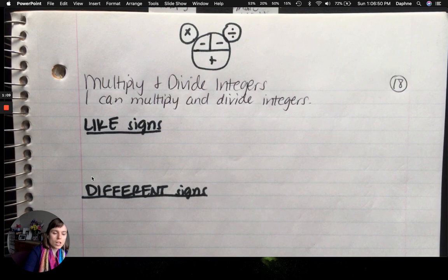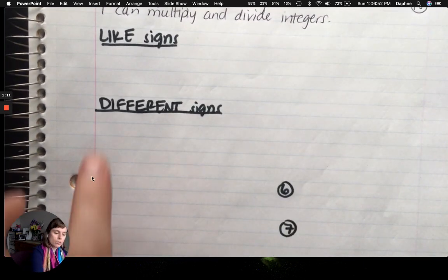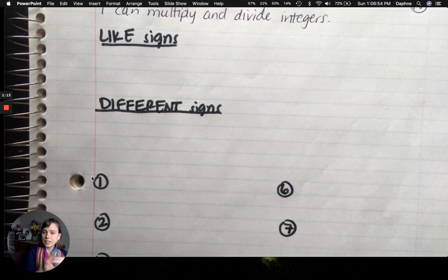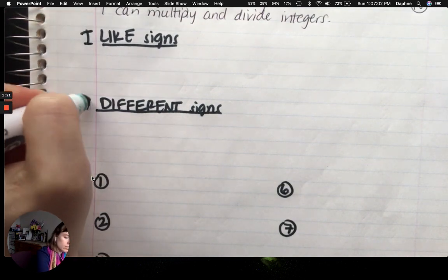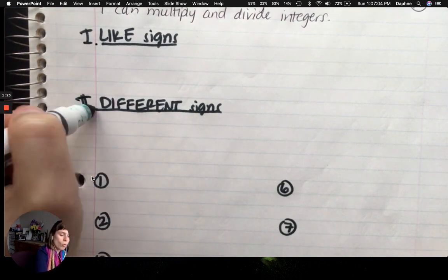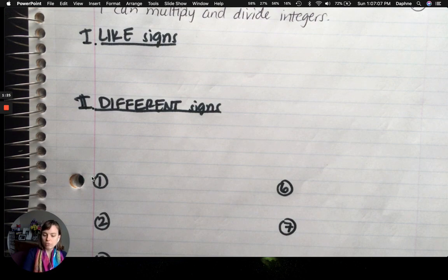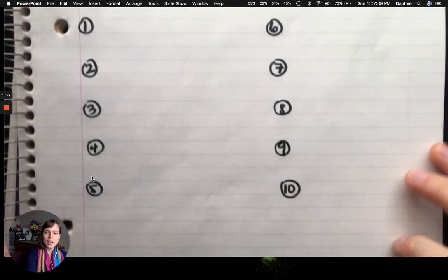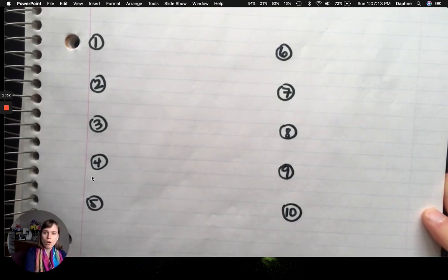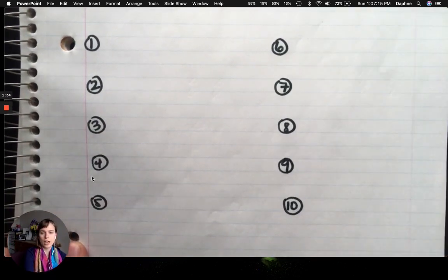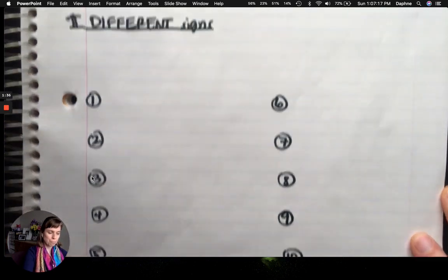Okay, and then under that, we're gonna have a little bit of room to write underneath like signs and different signs. Just like before, there's 2 different cases. So when we were doing addition with big numbers, there were 2 different cases. So same thing, we have 1 case with like signs, 1 case with different signs, and then we have 10 practice. So that is the bottom of my page. I made 2 columns, 1 through 5, 6 through 10. We're gonna have 10 practice problems.